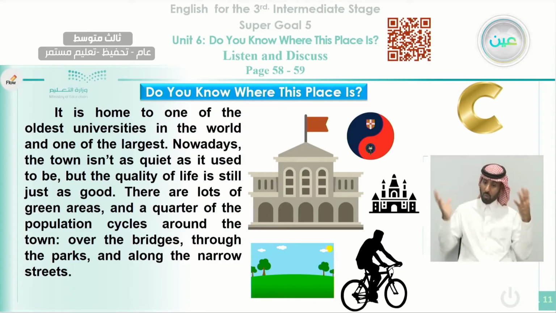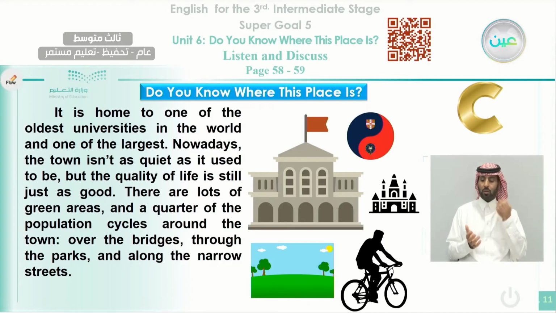Nowadays, the town isn't as quiet as it used to be, but the quality of life is still just as good. There are lots of green areas, and a quarter of the population cycles around the town, over the bridge, through the parks, and along the narrow streets.